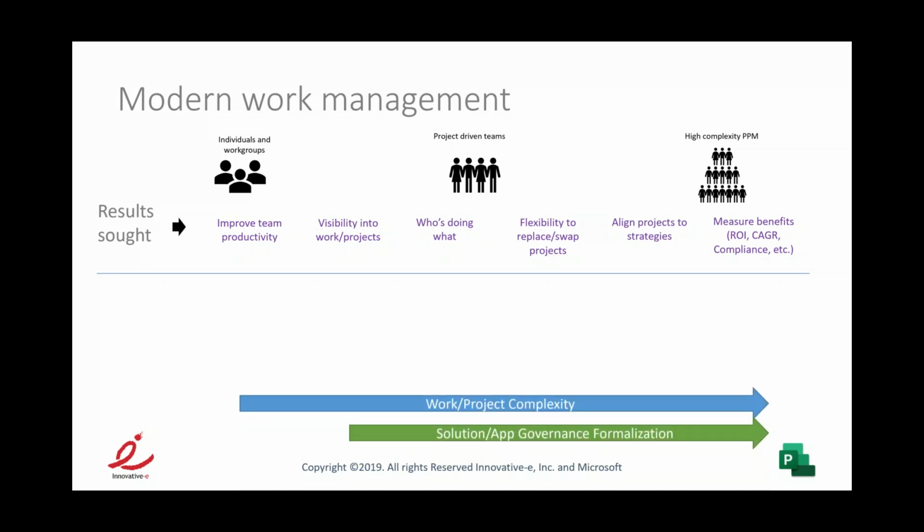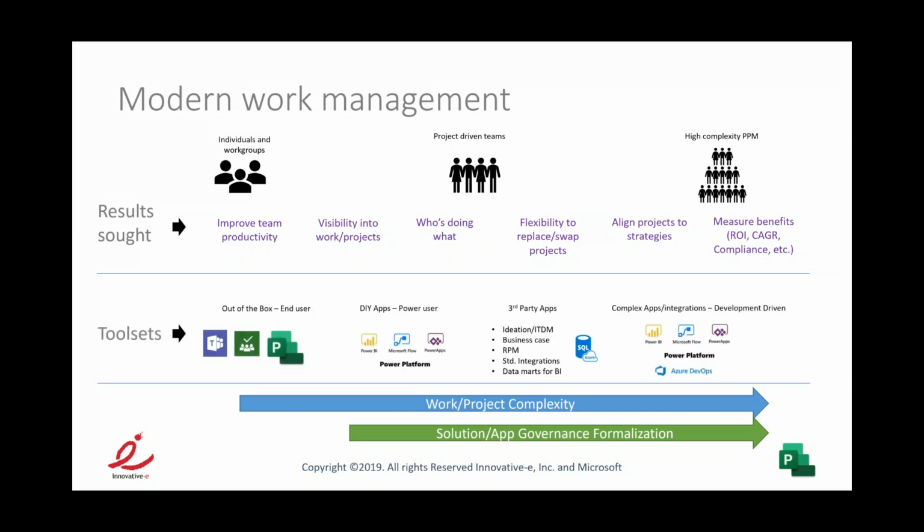So as we work toward the right side of the screen, our work and project complexity increase, so our solution and app governance formalization also needs to increase. And so what the tool sets are, starting on the left, is how do I get started? You've got a lot of Microsoft Teams, Planner, and now Project for the Web going on. If you weren't using these things, you might be using other tools like Excel or other software as a service tools to just do task management.